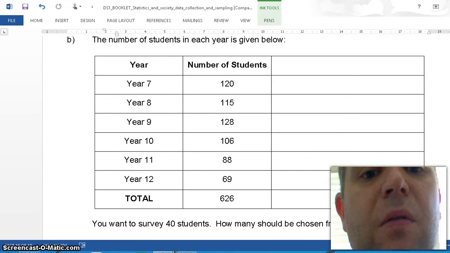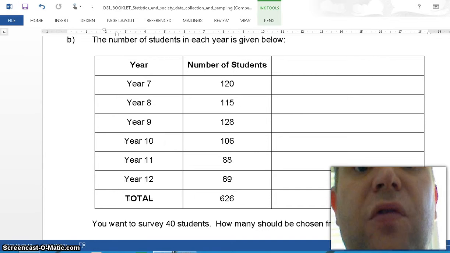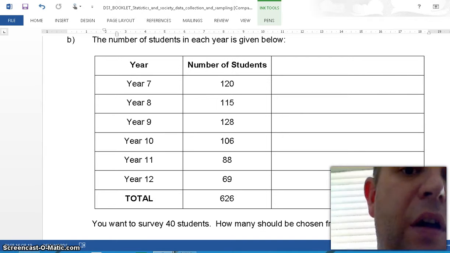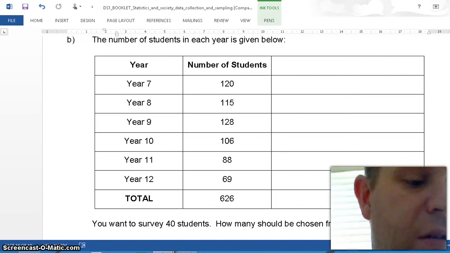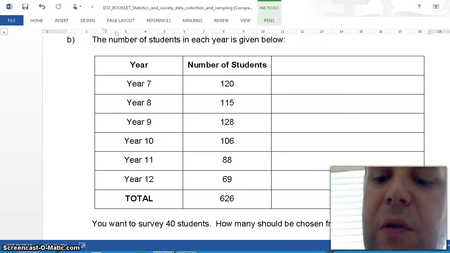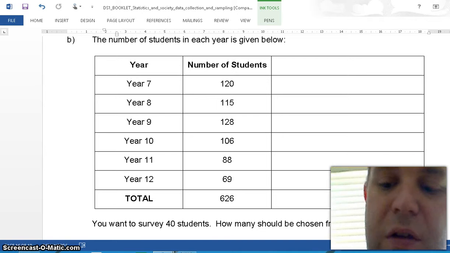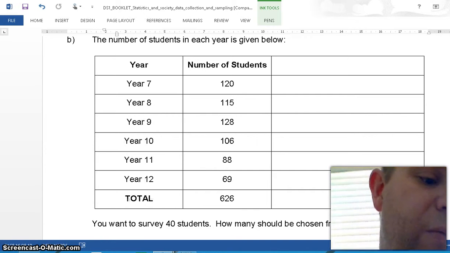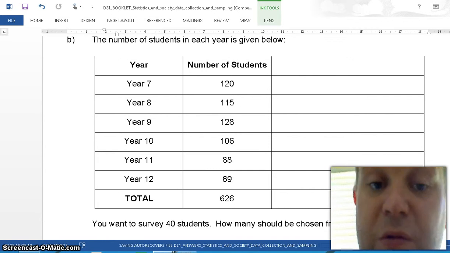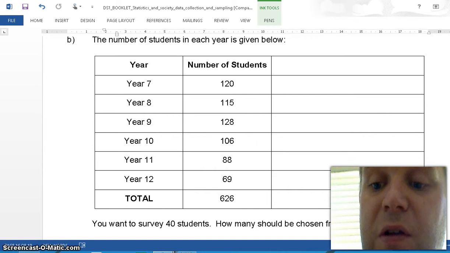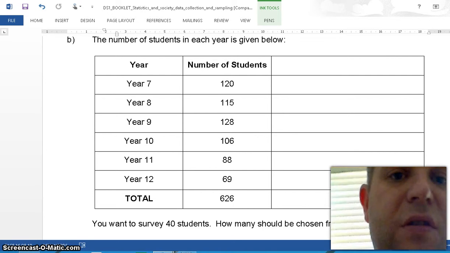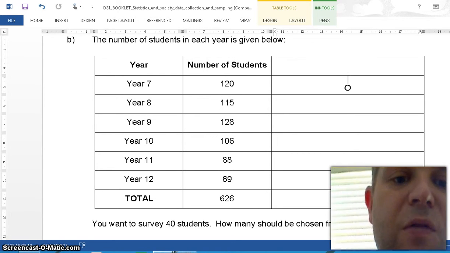Now we're going to find a representative sample of our students in our school. So we've got 626 students altogether, and 120 of them are in Year 7. So what we're going to do is we're going to do 120 divided by 626 to get our proportion. That's going to give us 0.19, and we're going to times that by the number of students we're allowed to have in our survey, which is going to be 40. So we're going to take 40 times 0.19 gives us 7.6. So if we were going to round that up, we'd call that 8 students.